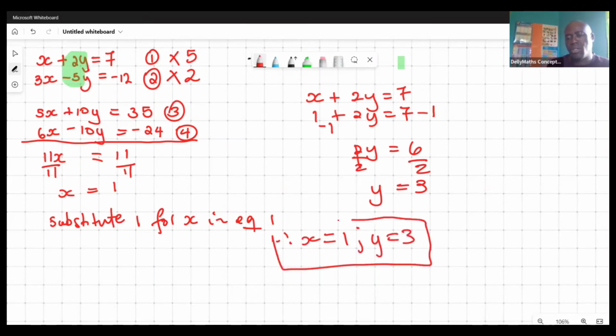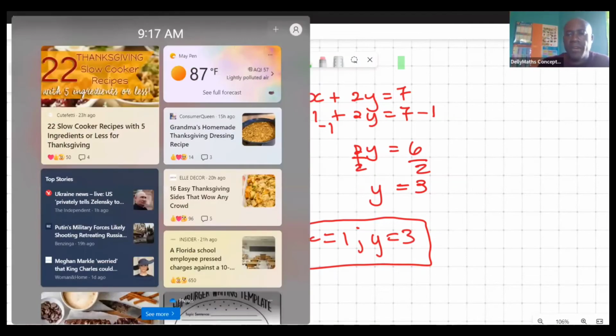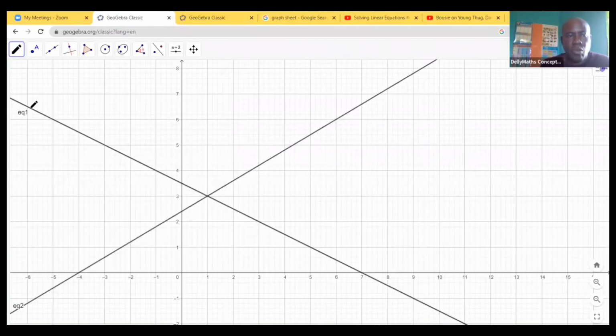So that's using the elimination method at first to eliminate one of the variables, and then substituting that value into any one of the equations to find the next variable. If it was graphically, this would have been our equation 1 here, which would be x plus 2y, which was equal to 7.